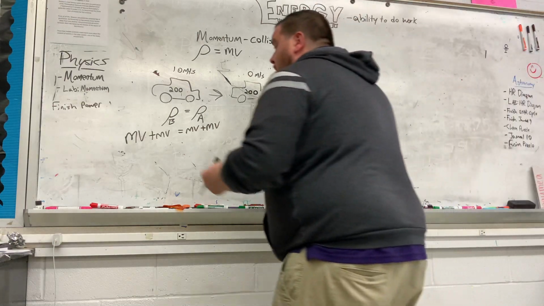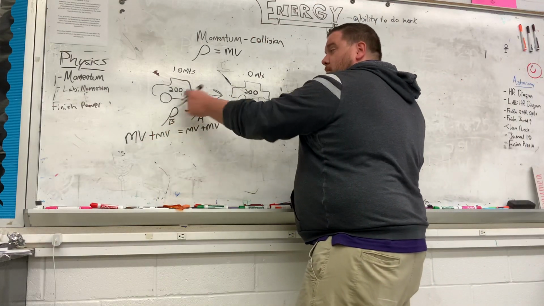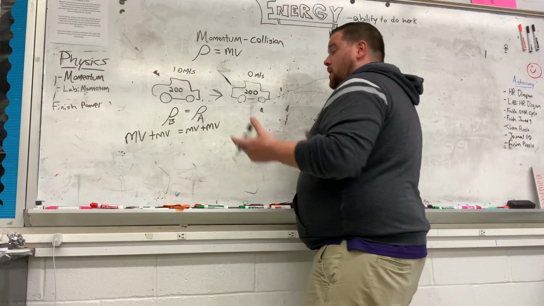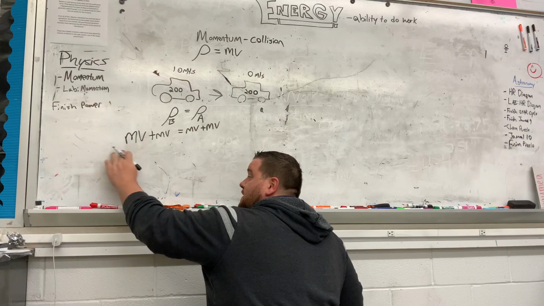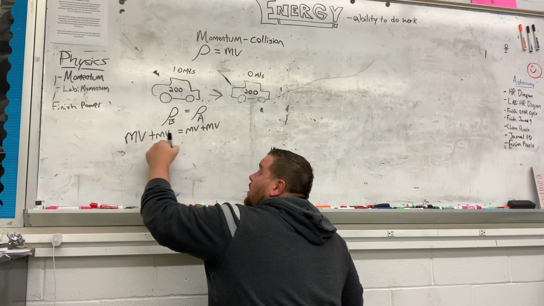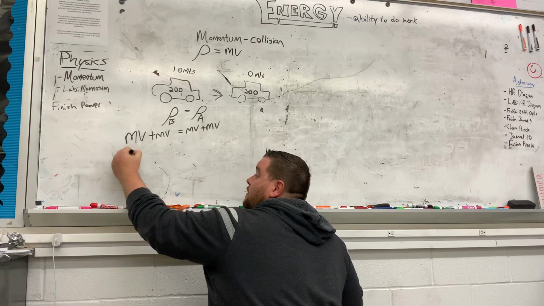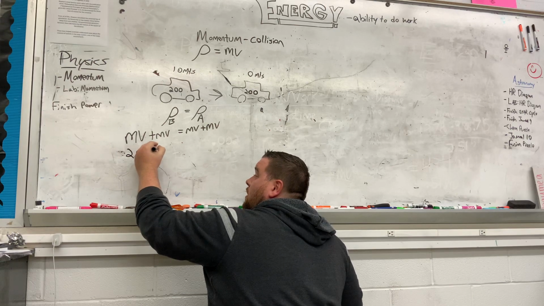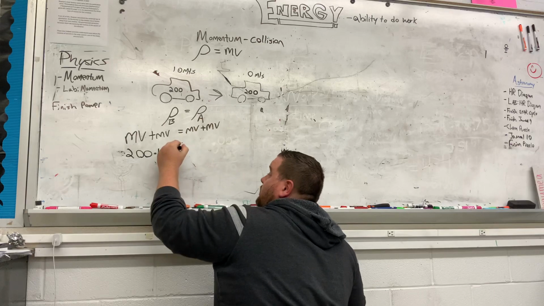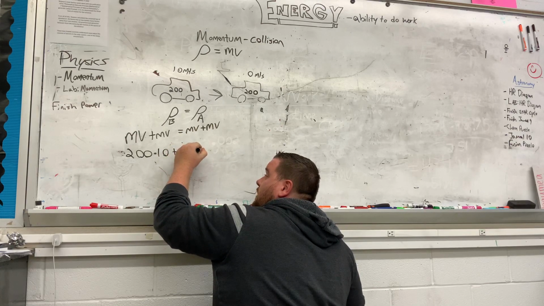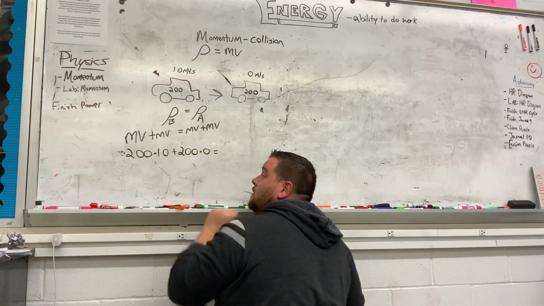So we're going to run through that. We're going to find the momentum of each object before they crashed and each object after they crashed. That's going to be an inelastic collision. They're going to stick together. So we have the first car, its mass is 200 and its velocity is 10. The other guy is also a 200 kilogram car, but he is not moving at all.